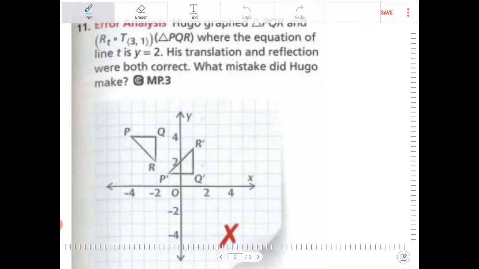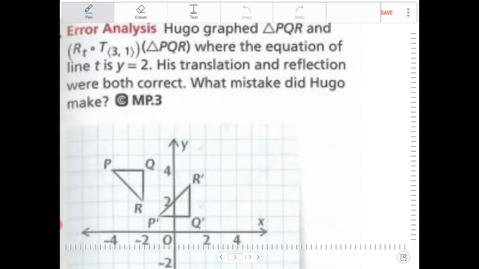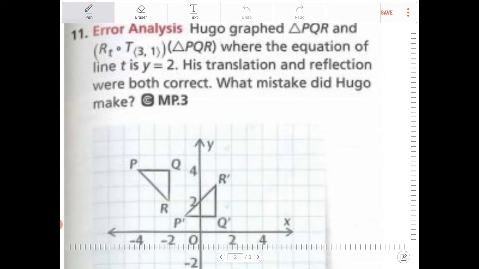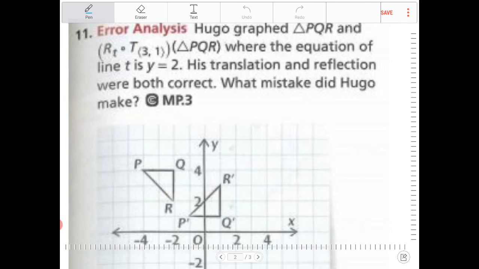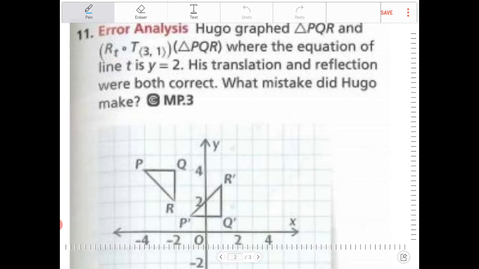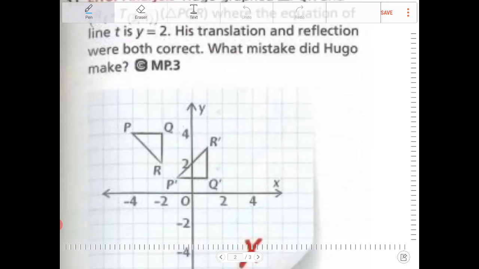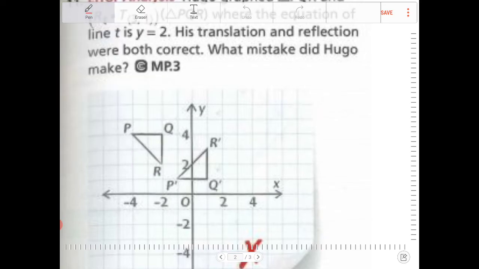For this question, it says that Hugo graphed triangle PQR and performed this composition, this glide reflection, translating and then reflecting triangle PQR, where the equation of line T is y equal to 2. His translation and reflection were both correct. What mistake did Hugo make? So we translate (3, 1). I'll use red here to make it stand out a little more.